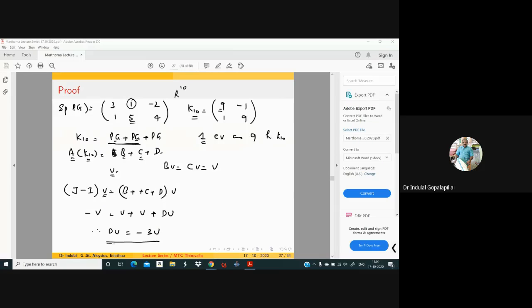DV is equal to minus 3V, but this is impossible, because D is the adjacency matrix of the Petersen graph, and DV equal to minus 3V implies that minus 3 belongs to the spectrum of the Petersen graph. That is impossible, because there is no eigenvalue equal to minus 3 in the Petersen graph. So this decomposition is not possible. Therefore, K10 cannot be decomposed into 3 copies of the Petersen graph, as we expected.